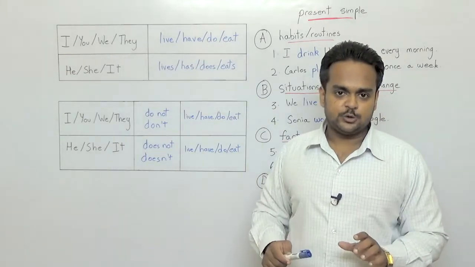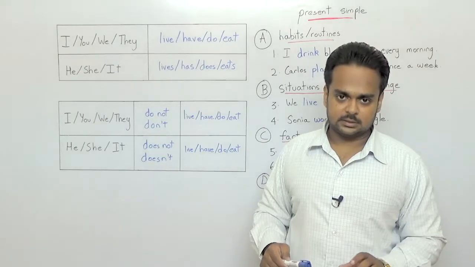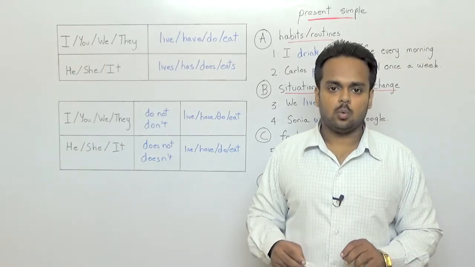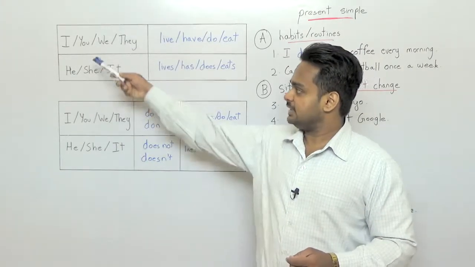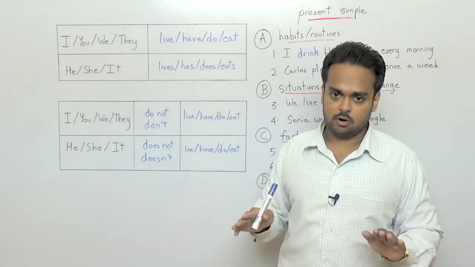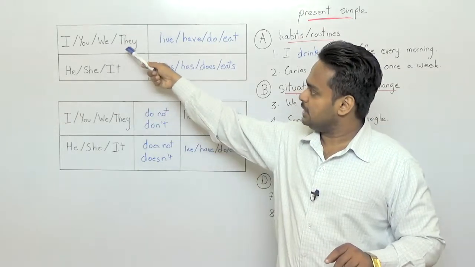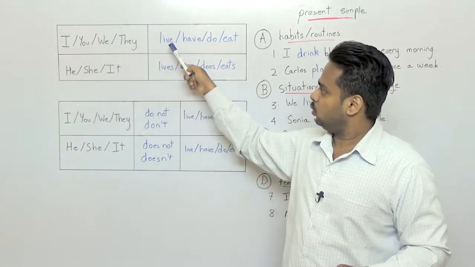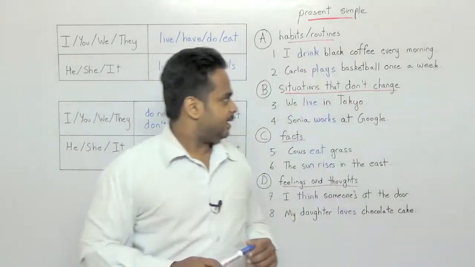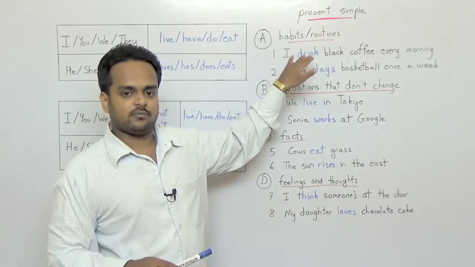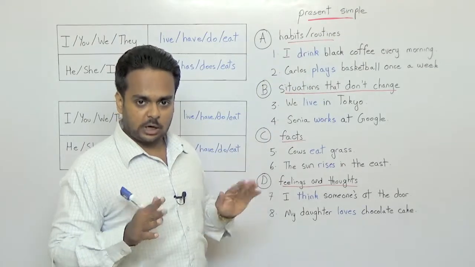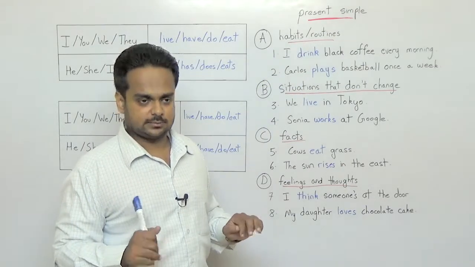Now, the first thing you need to do in present simple tense sentences is look at the subject of the sentence. The subject is who or what is doing the action. If the subject is I, you, we, or they, then you don't add S to the verb. So for I, you, we, they, or any plurals, we just say live, have, do, eat, etc. Now in our examples, I drink black coffee every morning. The subject is I, so the verb is just drink in its present tense form without any S.